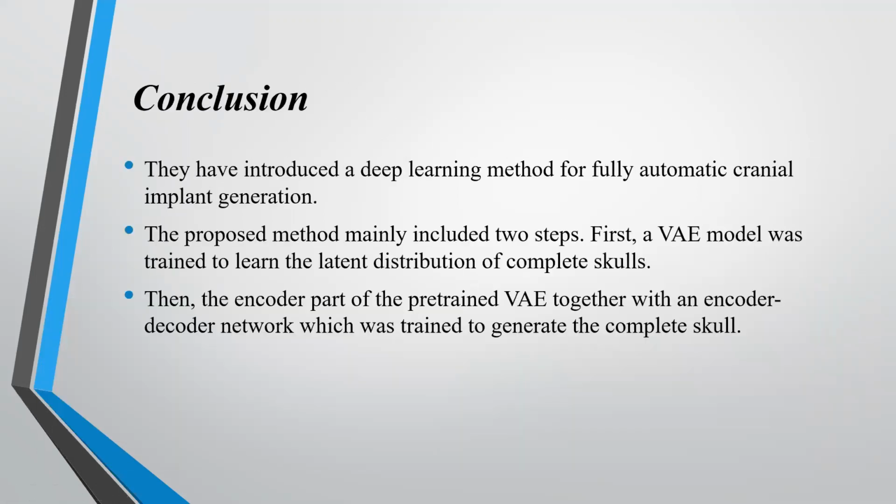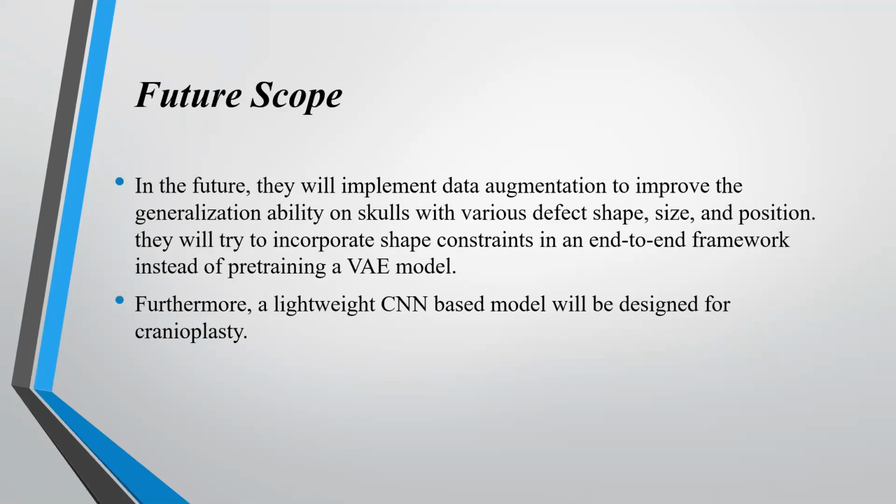Coming to the conclusion, they have introduced a deep learning method for fully automatic implant generation. The proposed method mainly included two steps: a variational autoencoder model, which was trained on the latent distribution of the complete skull, then the encoder part of the pre-trained VAE together with an encoder-decoder network, which was trained to generate the complete skull.